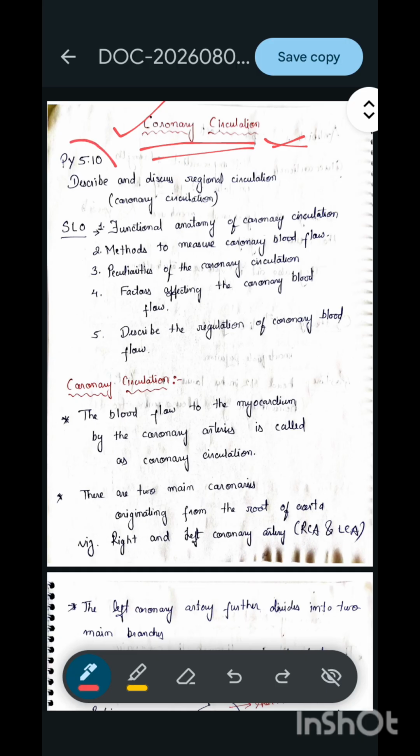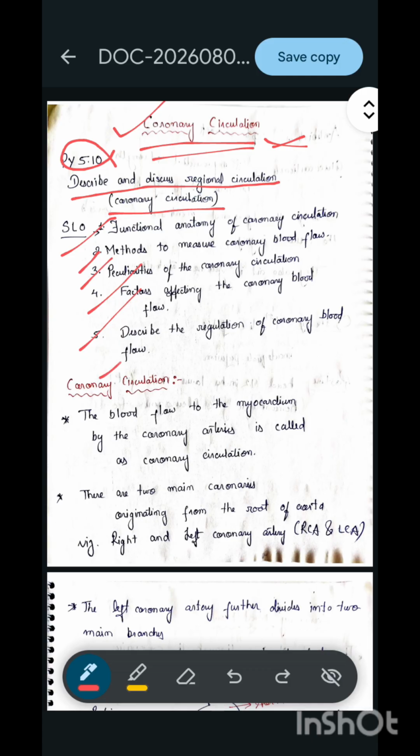This is competency 5.10: describe and discuss the regional circulation. The coronary circulation is one type of regional circulation. So what are the specific learning objectives? The functional anatomy of the coronary circulation, the methods used to measure coronary blood flow, peculiarities of the coronary circulation, factors affecting the coronary blood flow, and describing the regulation of the coronary blood flow.